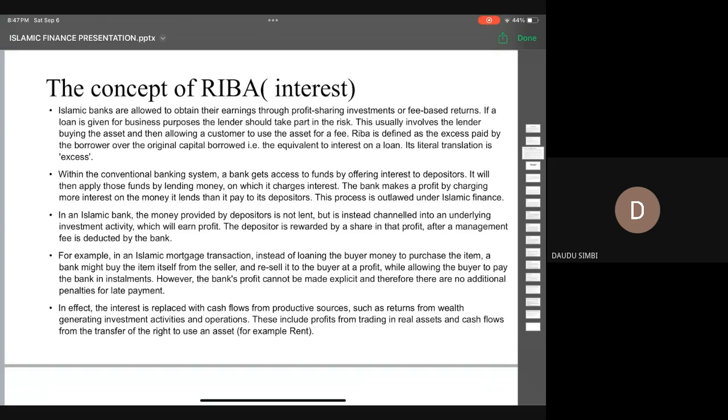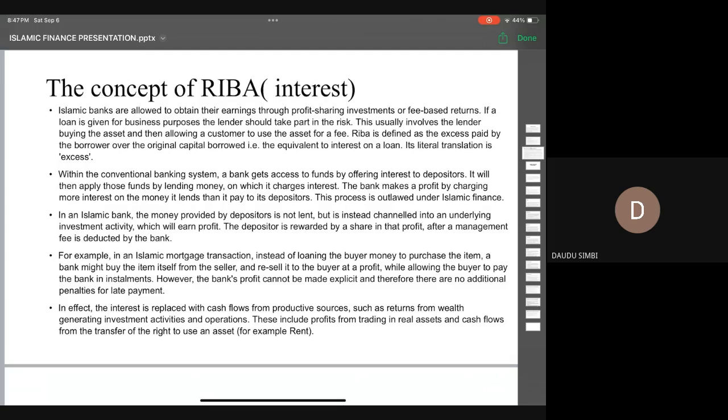Within the conventional banking system, a bank gets access to funds by offering interest to depositors. It will then apply those funds by lending money on which it charges interest. The bank makes a profit by charging more interest on the money it lends than it pays to its depositors. This process is outlawed under Islamic finance.